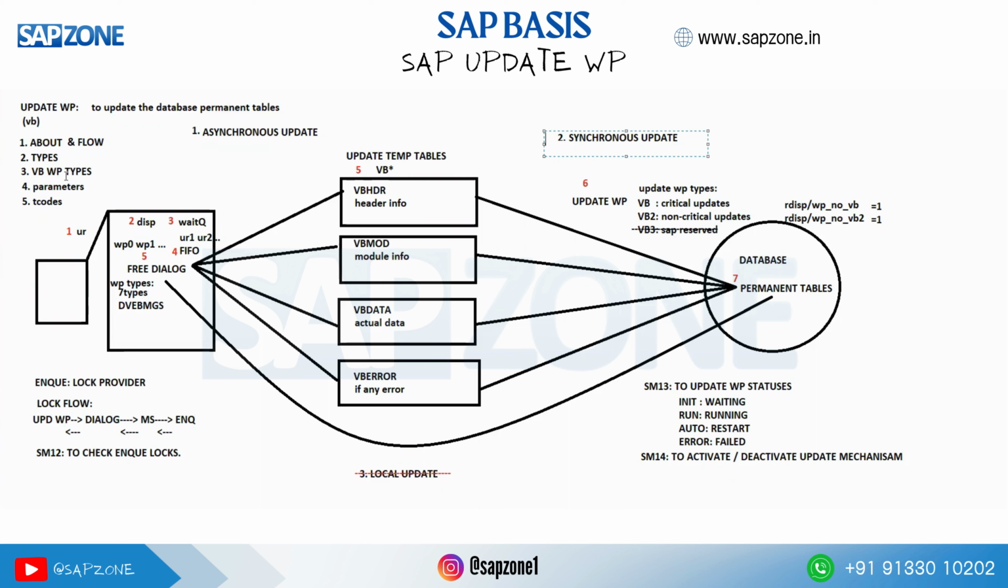Now, VB work process types. VB means update work process types. These are VB, VB2, VB3 is SAP reserved, and the parameters are these two. Some parameter is there for the SM14 also. VB active underscore, there is one parameter. I will give you 1 minute.